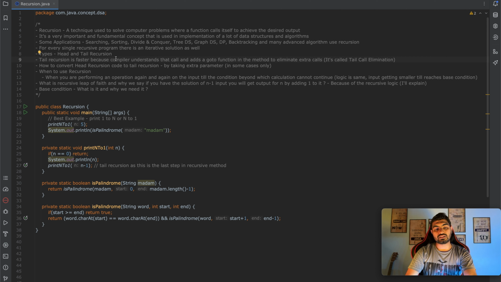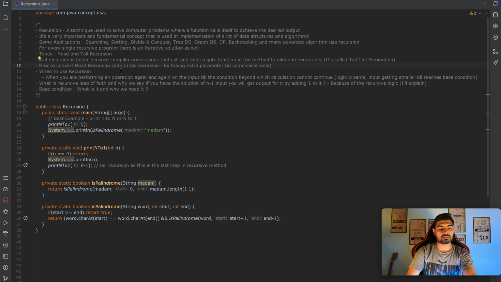It's faster because the compiler understands the tail recursion when you don't have any other function or logic written after that, and it uses the go-to statement. What the go-to statement does is, once you are done executing the last statement, it directly navigates to the first statement where the method execution started, and that's why it becomes faster. How to convert head recursion code to tail recursion? To be honest, it is not possible to do this in every single scenario, but if we pass some extra parameter, you can actually do that. And we are going to solve problems on this, so don't worry, you will understand this.